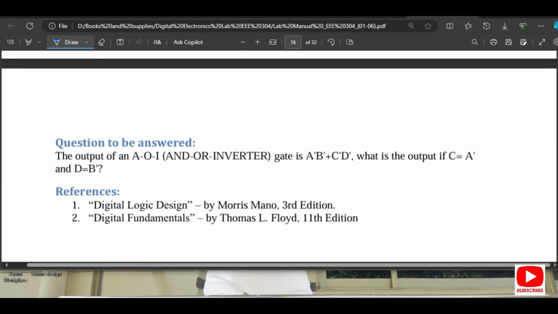There is a student work here: the output of an AOI, that means AND-OR-Inverter gate, is A prime B prime plus C prime D prime. What is the output of C if C is equal to A prime and D is equal to B prime? Okay, if you want to solve this question, make sure that you have understood our previous project easily.